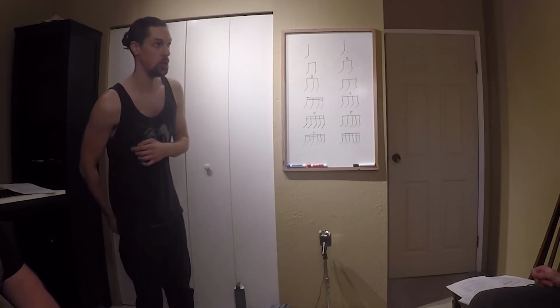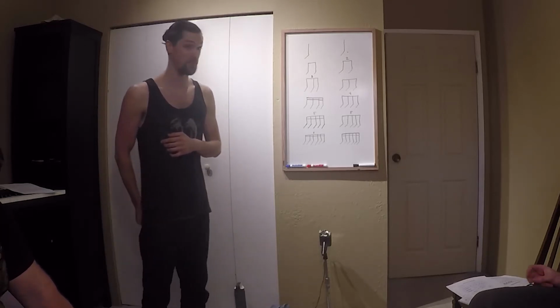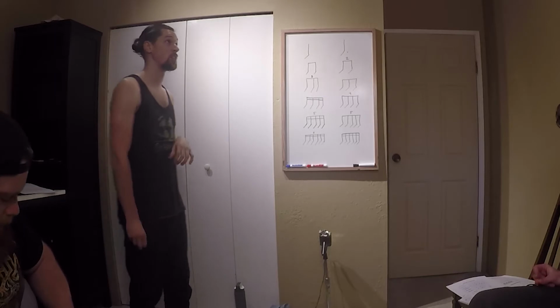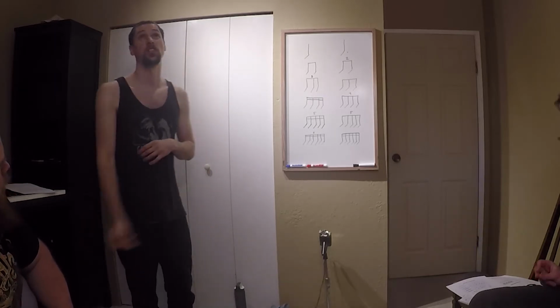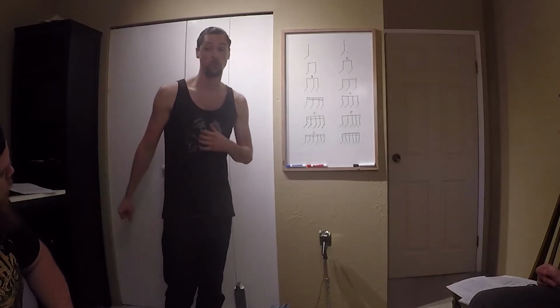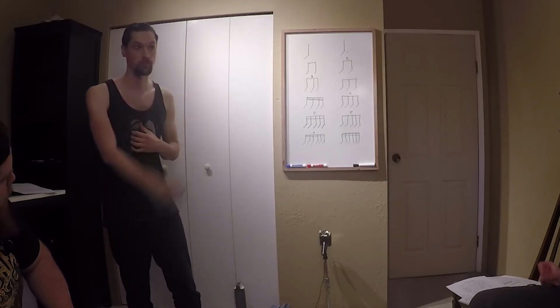And then a really tricky one is 7. That's going to be like 1, 2, 3, 4, 5, 6, 7. 1, 2, 3, 4, 5, 6, 7.